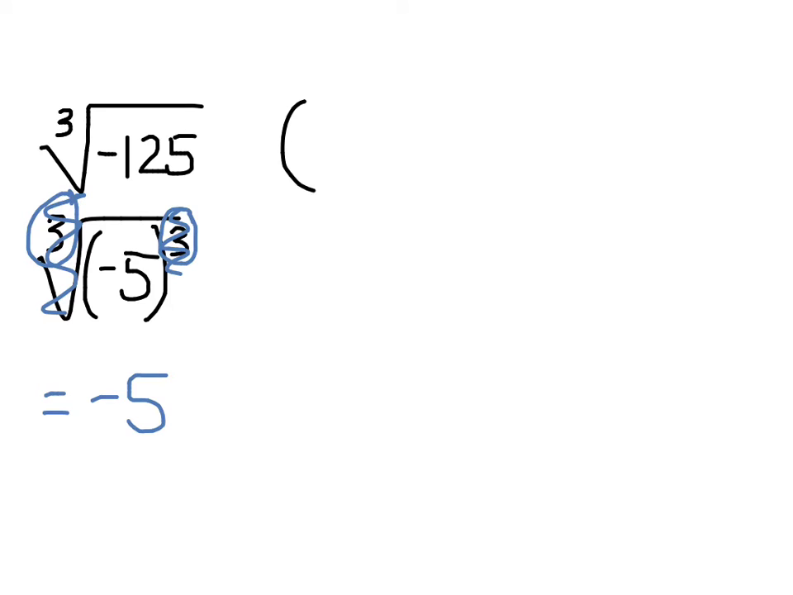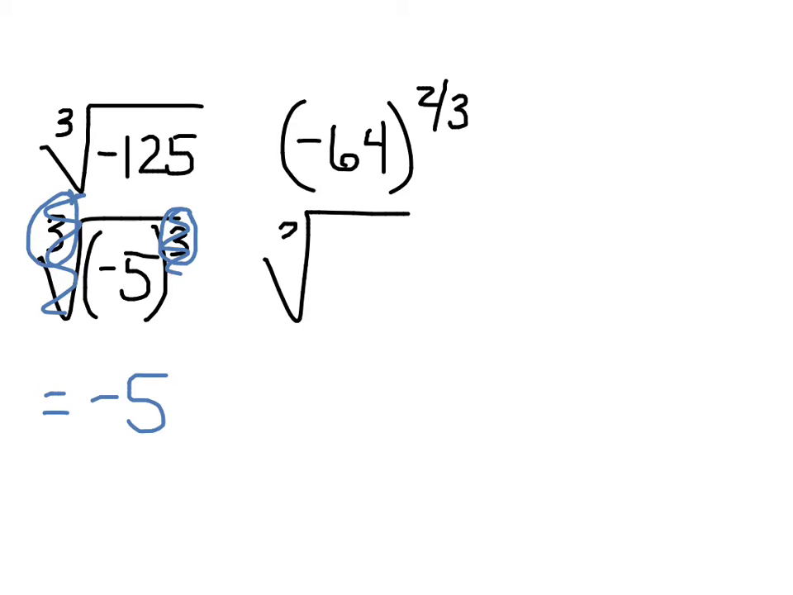The next one, -64 to the 2/3 power. So the first thing is, I don't like fractions any more than you guys do. So I'm going to rewrite it first. The bottom number of the fraction is the cracked number. So what number goes in the crack is 3. What number goes underneath the house? -64. Good job. And what number goes around the outside? The 2.